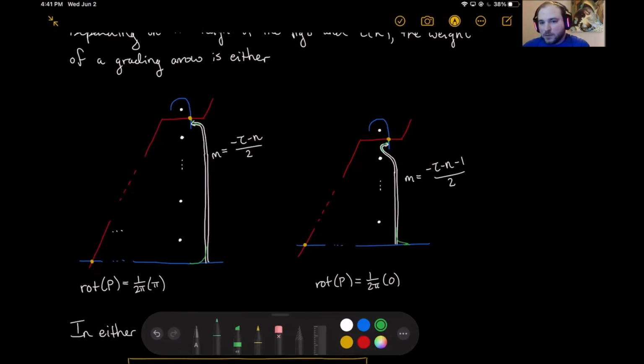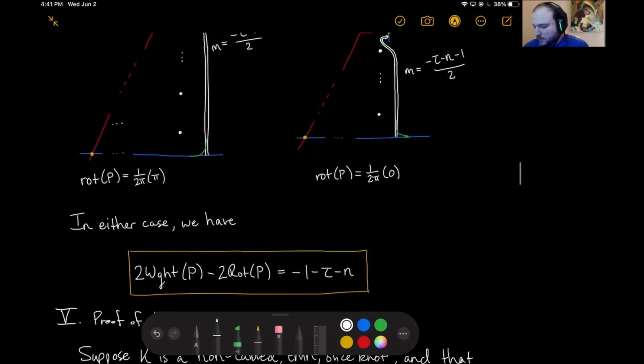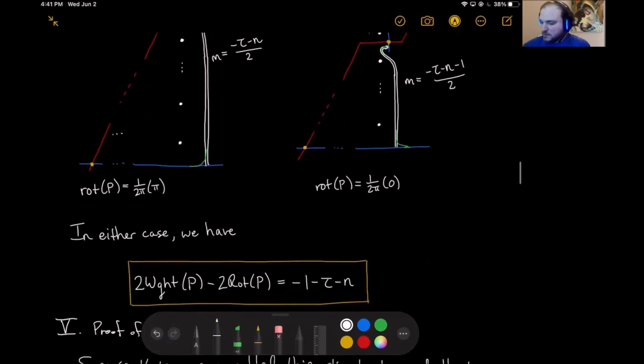And so then when you tally up the smooth rotation components, there's no rotation at all. And so it ends up being that in either case, this quantity of the grading difference is minus 1 minus tau minus n, no matter the parity of tau and n. That's one of the key observations that prevents you from devolving into having multiple cases everywhere.